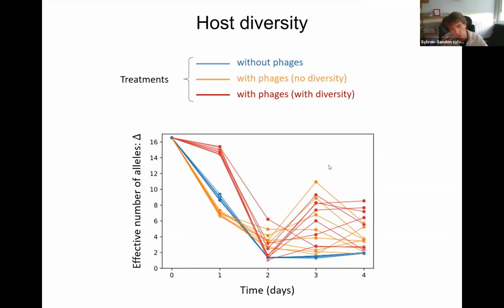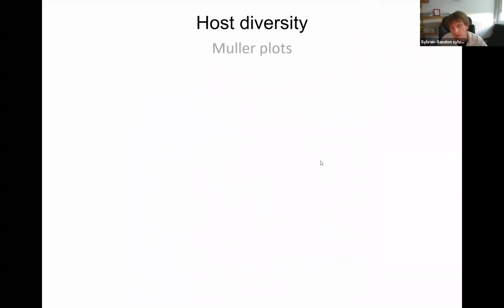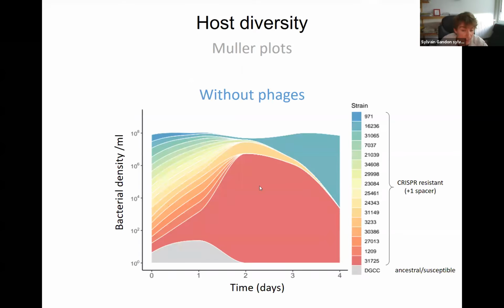So to dig deeper into what's going on, we wanted to plot the results in a more meaningful way, so we used Mueller plots. We saw beautiful Mueller plots yesterday, so we also did that in this experiment. What I'm going to show here is the bacterial density of the different genotypes that we followed. You remember we start by introducing 17 different bacteria. The gray one is the susceptible bacteria, the GGCC, so it's the ancestral type, and the colored ones are all the 16 different resistant bacteria.